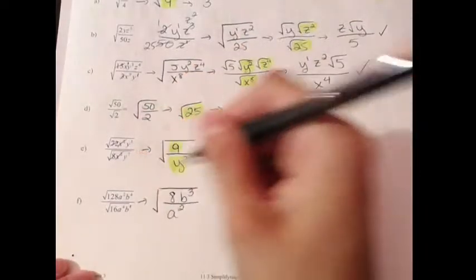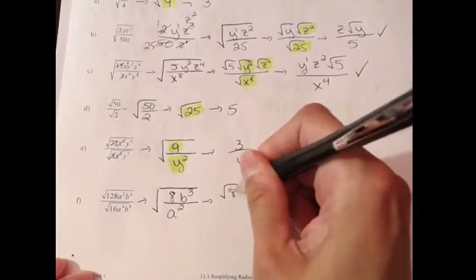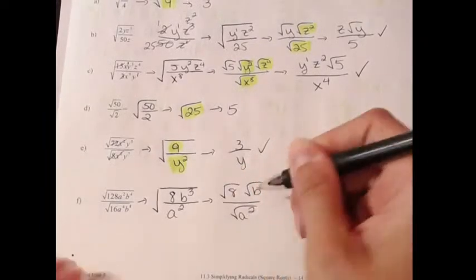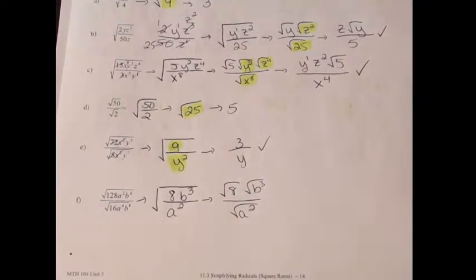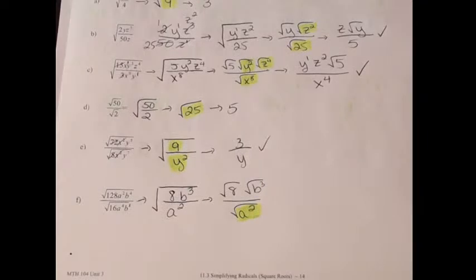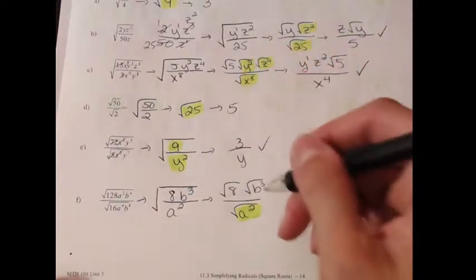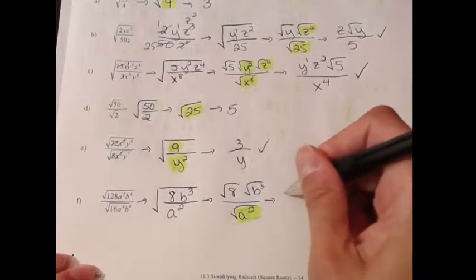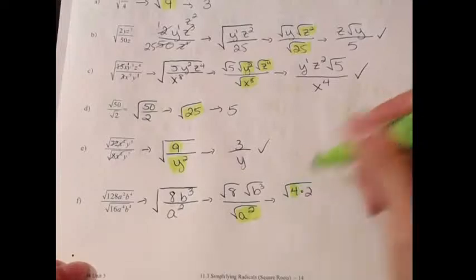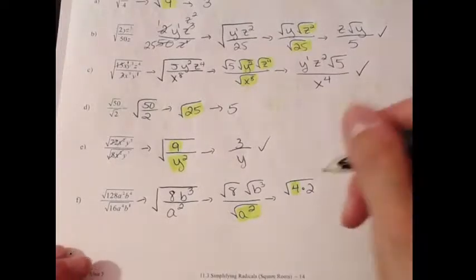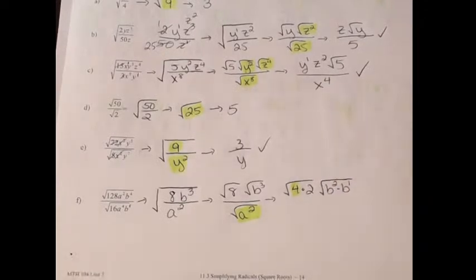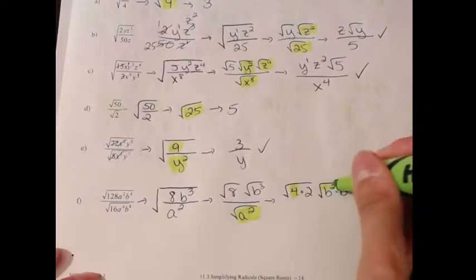Now, it will be helpful to me to look at this as square root of 8, square root of b to the third over square root of a squared. The only perfect square that I have in this expression is here. The other two pieces in the numerator both have to be broken down. Square root of 8 breaks down into square root of 4 times 2, where 4 is my perfect square. Square root of b to the third is b to the second times b to the first, where b squared is my perfect square factor.